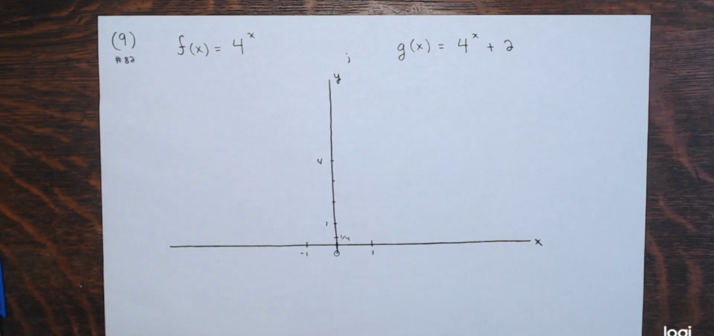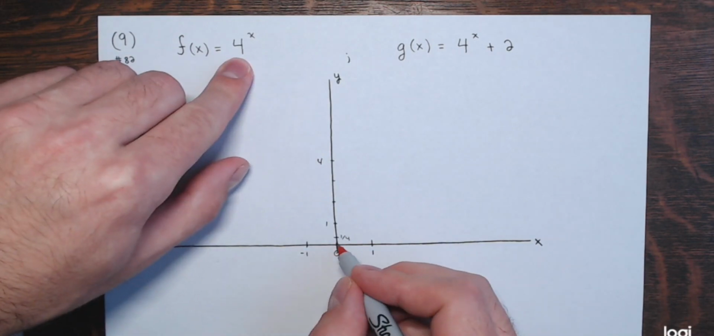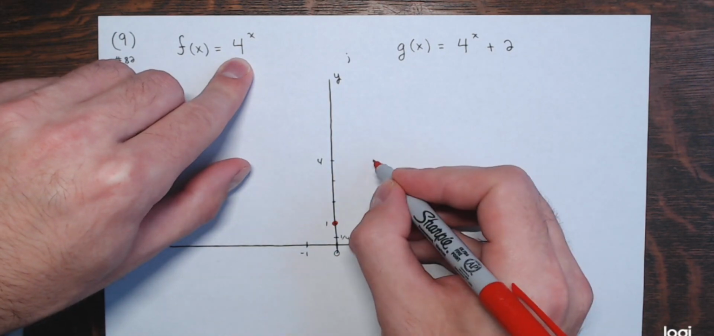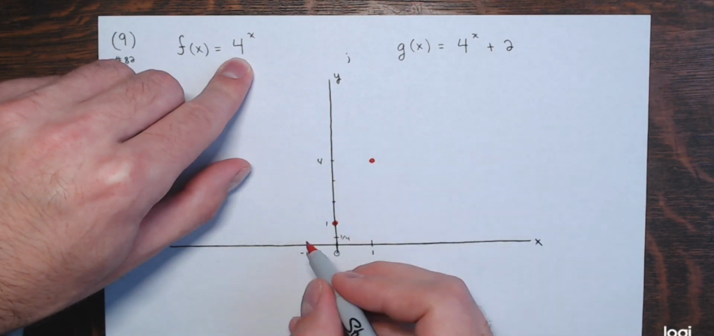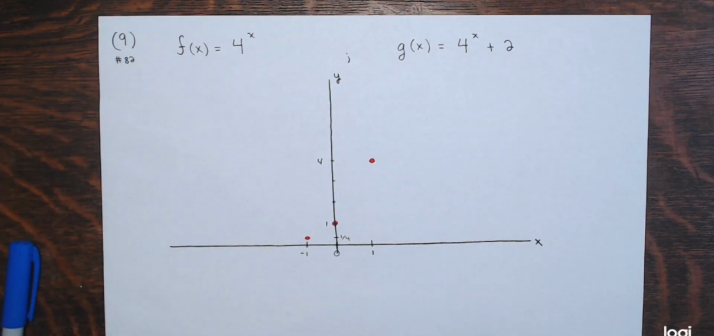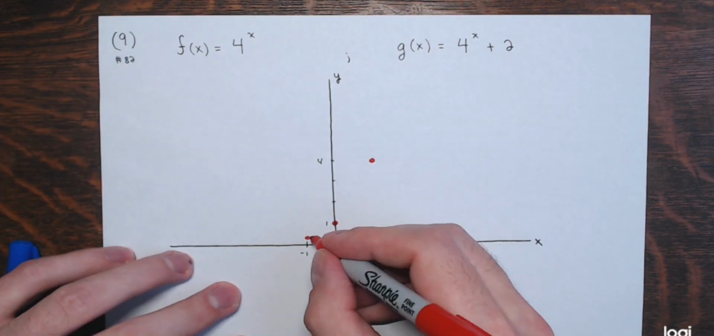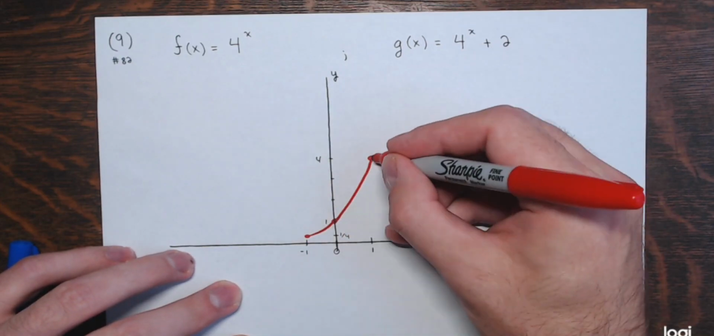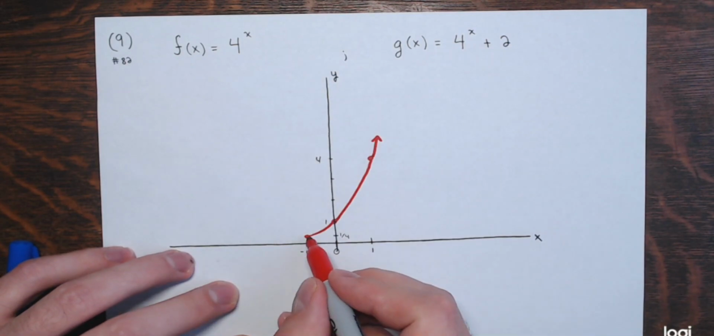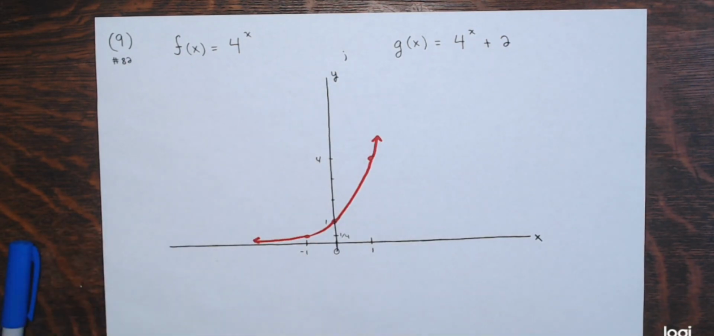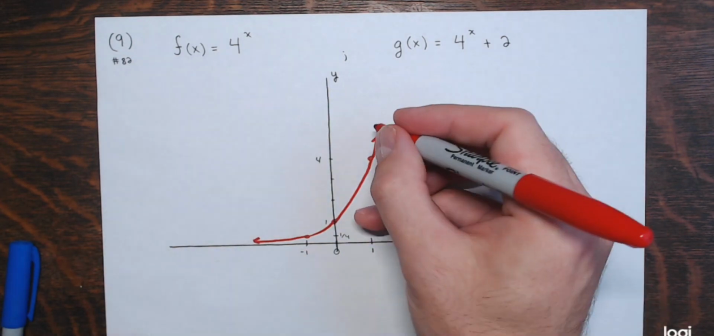Alright, when I plug in 0, 4 to the 0 is 1. 4 to the 1 is 4. 4 to the negative 1 is 1/4. You've seen these a bunch. One of these increasing functions with the graph approaching the x-axis to the left here. The x-axis is the horizontal asymptote. So there's the graph of f.